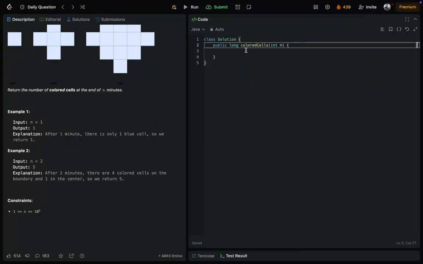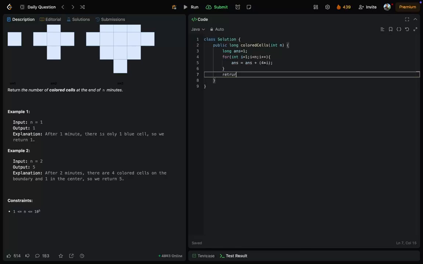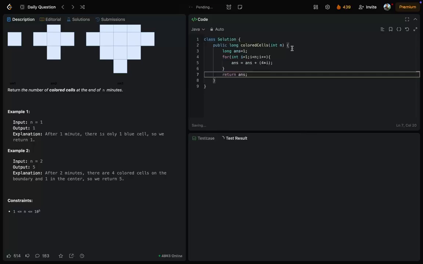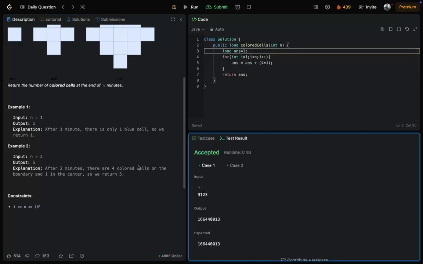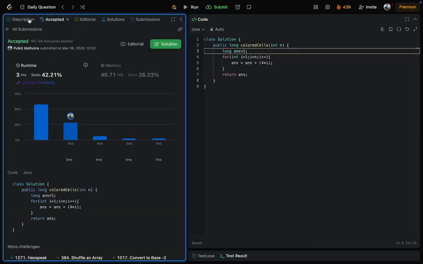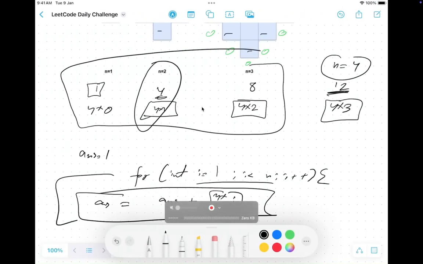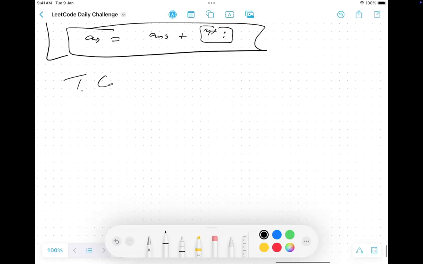Let's code this. Code is going to be very simple. We have initially answer as 1, then i will go from 1 till n, and answer is equal to answer plus 4 multiplied by i. Just return the answer, and I hope it will work. Yes, let's submit this. Yes, submitted, fine. And in this the time complexity is order of n, and space is constant.